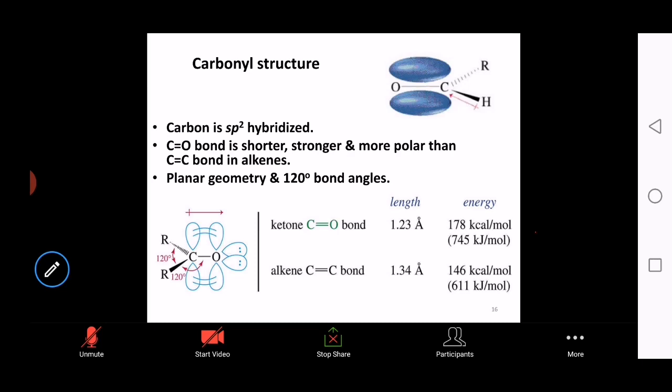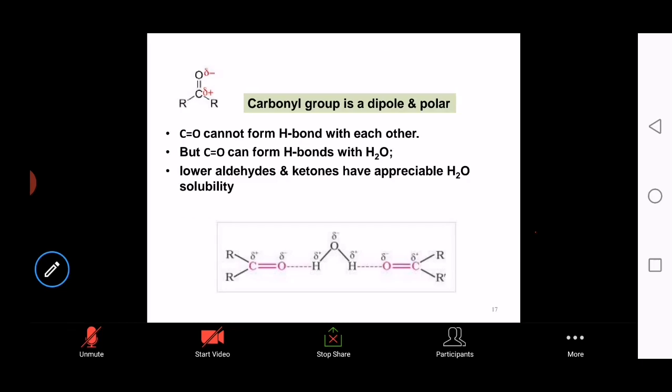You can also see the example of ketone and alkene, C double bond O and C double bond C, with their length and energy, so you can compare. The length for C double bond O is 1.23 Angstrom, but for C double bond C it is 1.34 Angstrom, so the alkene is slightly longer compared to C double bond O. So the carbonyl group is a dipole and polar.